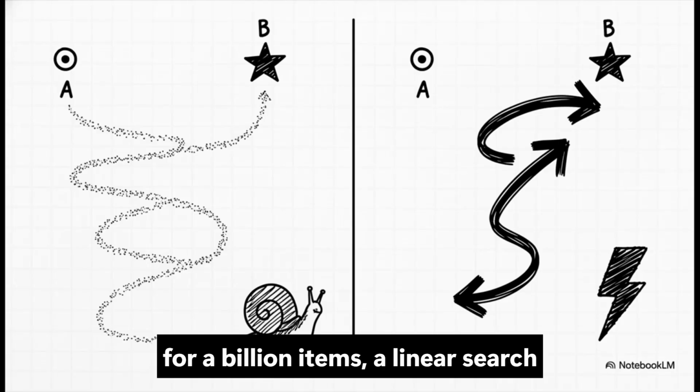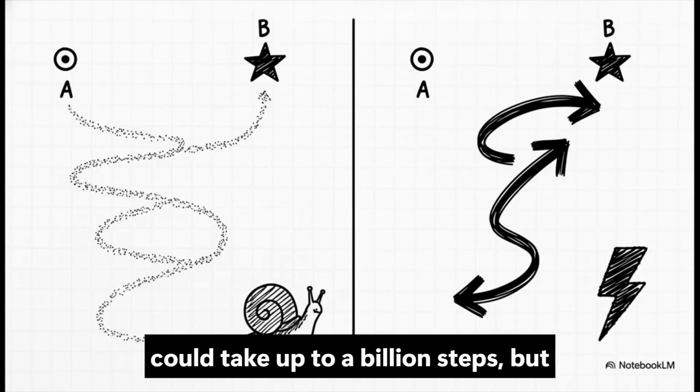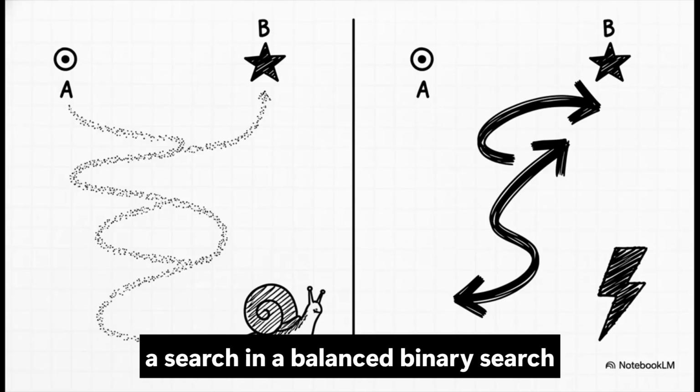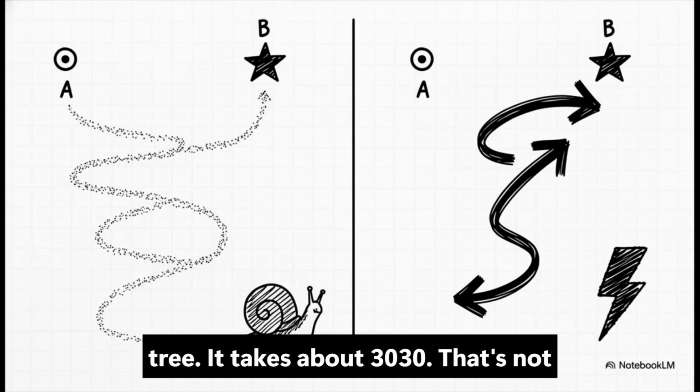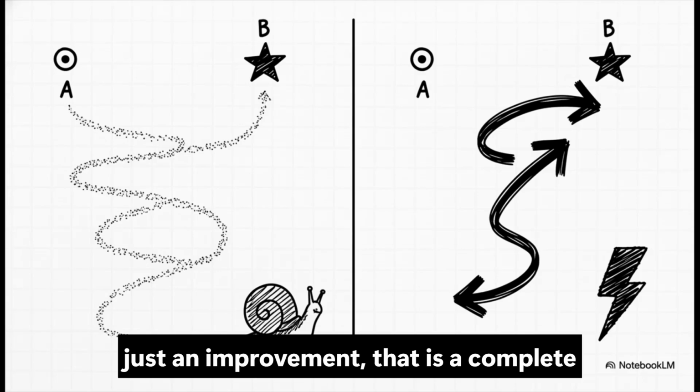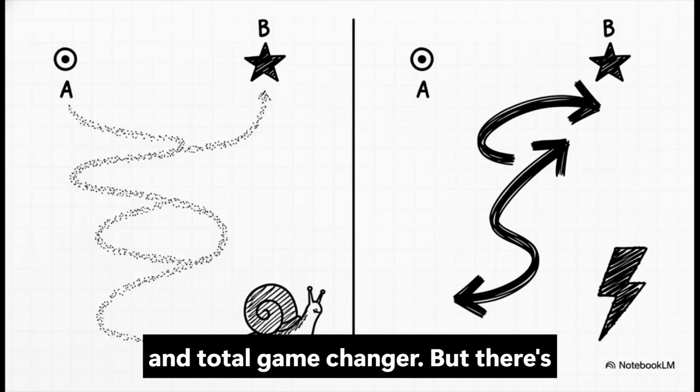To put that in perspective, for a billion items, a linear search could take up to a billion steps, but a search in a balanced binary search tree takes about 30. 30! That's not just an improvement, that is a complete and total game changer.